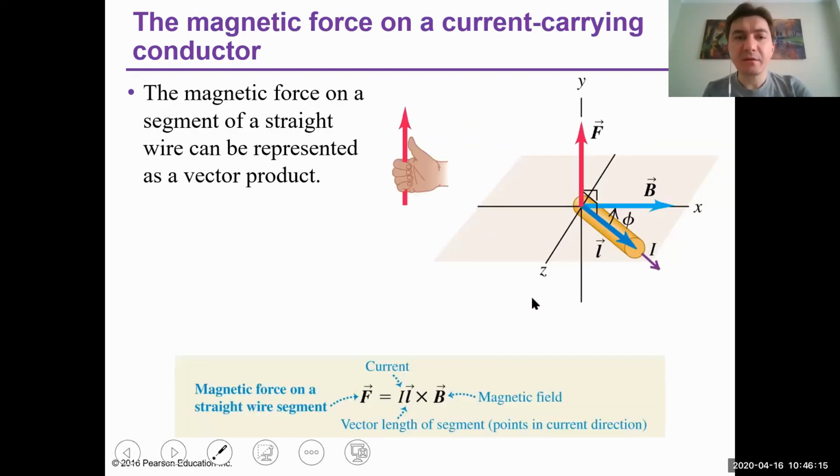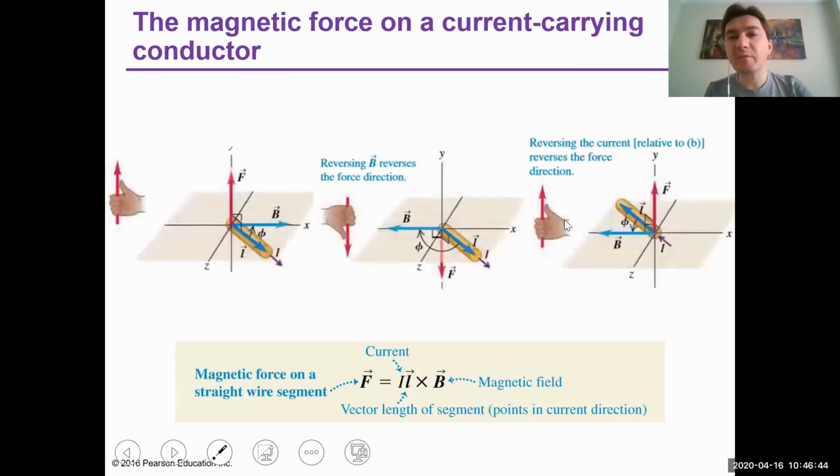Then we can represent the magnetic force acting on a straight wire segment with a vector product. The force is given by the current times the vector length L of the segment, the length of that wire, which points in the current direction, don't forget, and times B, the magnetic field direction.